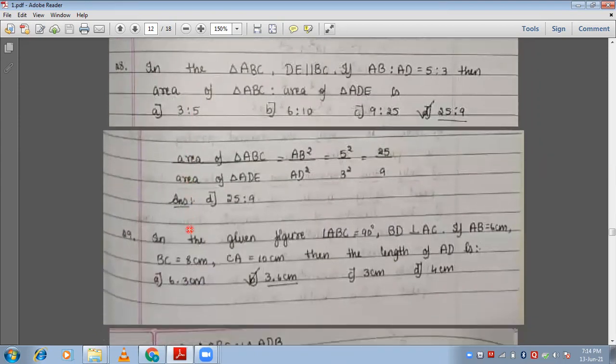Next sum. In the triangle ABC, DE is parallel to BC. If AB is to AD is 5 is to 3, then find the area ratio. According to the theorem, the ratio of areas of similar triangles equals the square of the ratio of corresponding sides. The corresponding sides are 5 is to 3, so 5 square by 3 square is 25 is to 9. So option D is correct.